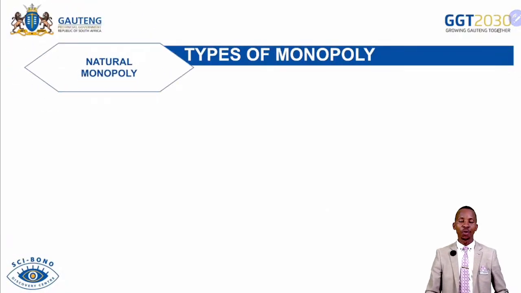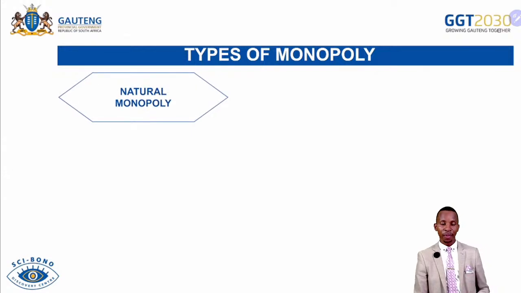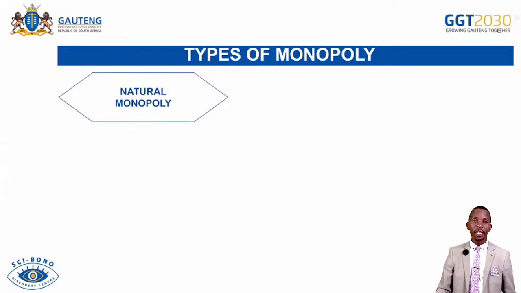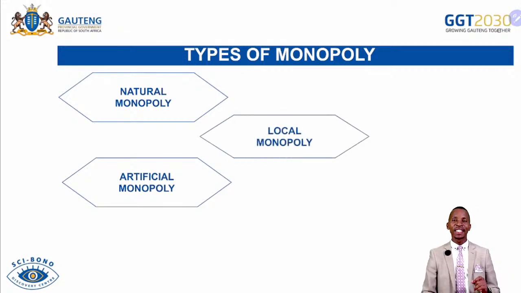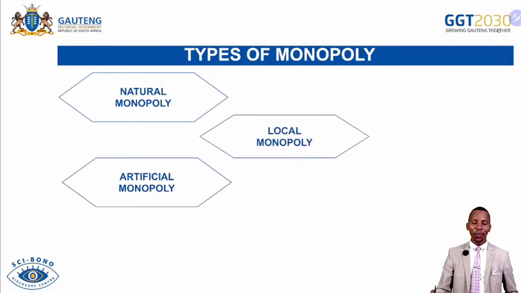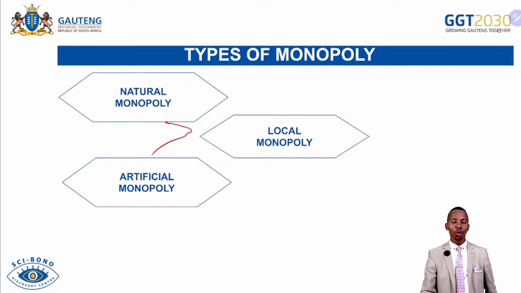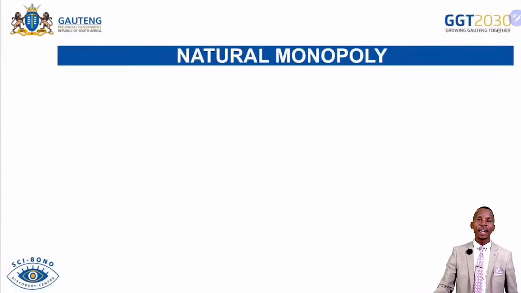And then the types of monopolies. We have three of them: the natural, the artificial, and the local. Here we will give an in-depth discussion, because normally you come across the examination asking you to give the difference between the two, natural monopoly and artificial monopoly. These ones are common in the examination. So what is a natural monopoly?